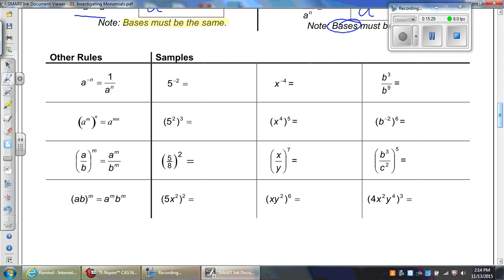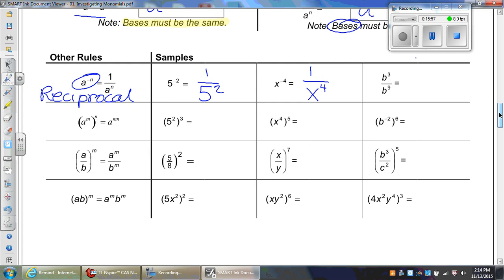So we have the reciprocal property here. That says that if you have a negative exponent, you can move that number, the base, to the bottom, and that will make the exponent positive. So this will be 1 over 5 squared. The next one will be 1 over x to the 4.